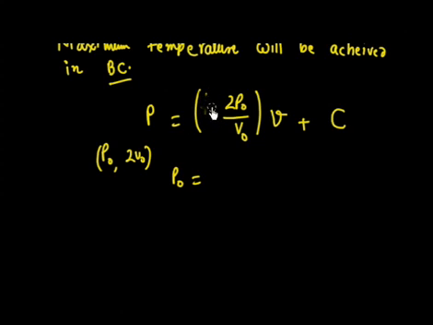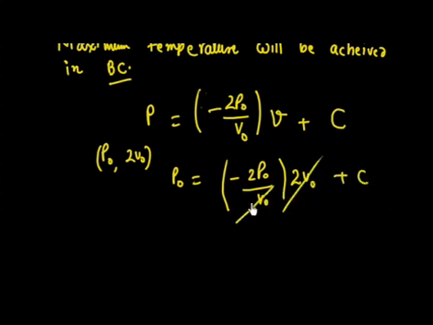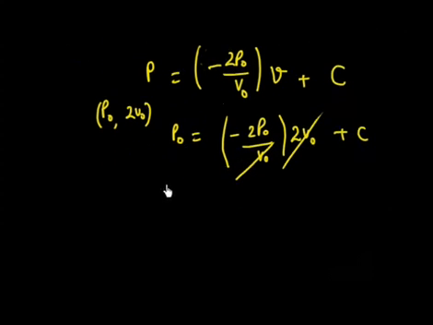So this part is simply minus 2 p naught v naught. Are you getting? Simple. Now, this p naught is minus 2 p naught by v naught, and the volume is basically 2 v naught plus c. So what is the value of c? This v naught goes, so you have c is minus 4 p naught plus p naught. So c is 5 p naught. Simple. So 5 p naught, that is equals to c.